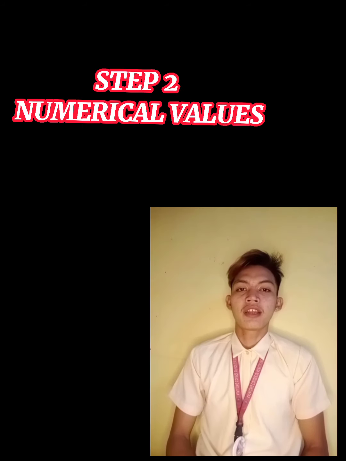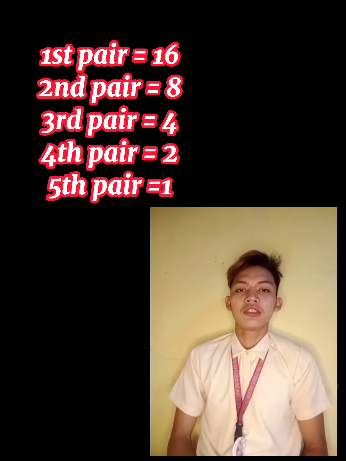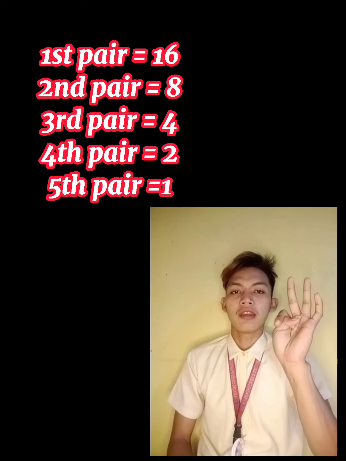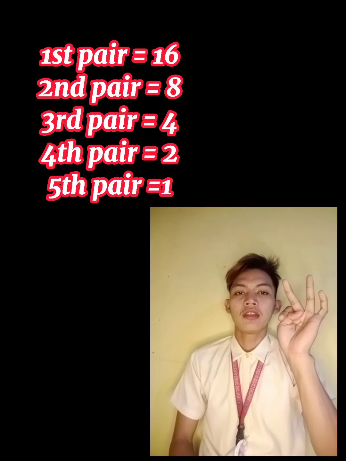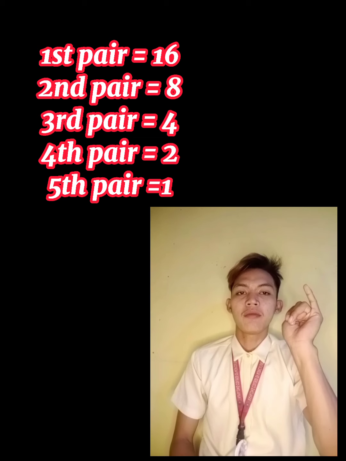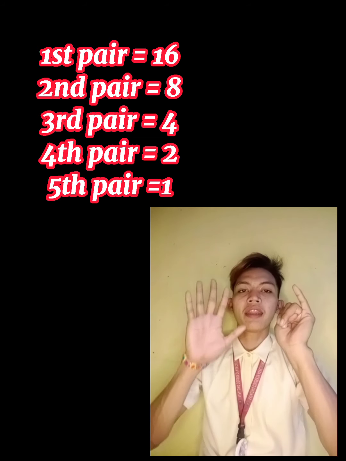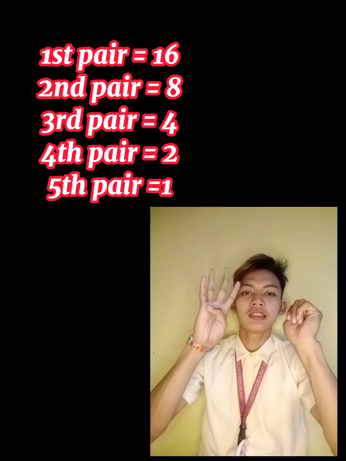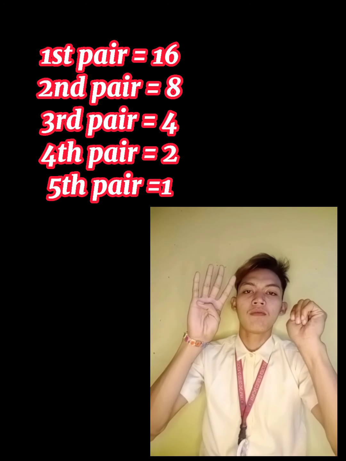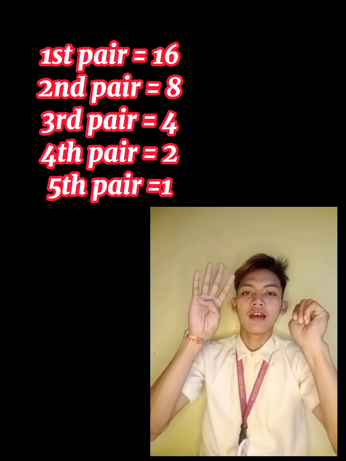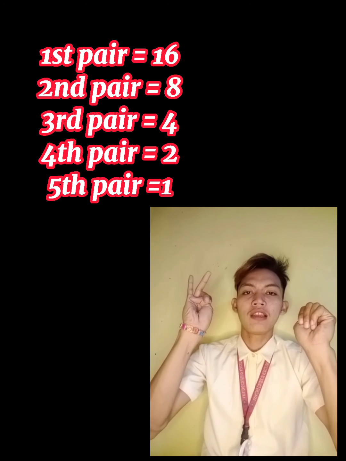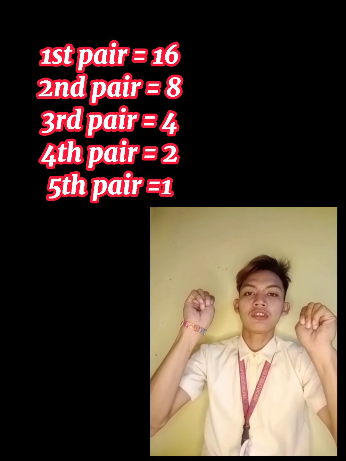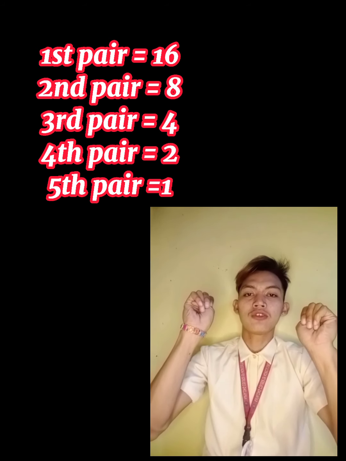Second is numerical values. The first pair, which is finger 1 and 2, has a numerical value of 16. The second pair, finger 3 and 4, has a numerical value of 8. The third pair, finger 5 and 6, has a numerical value of 4. The fourth pair, finger 7 and 8, has a numerical value of 2. And the last, finger 9 and 10, the fifth pair, has a numerical value of 1.